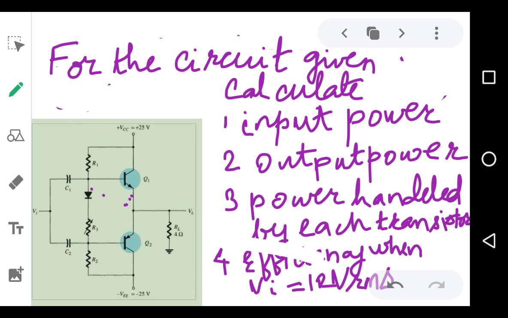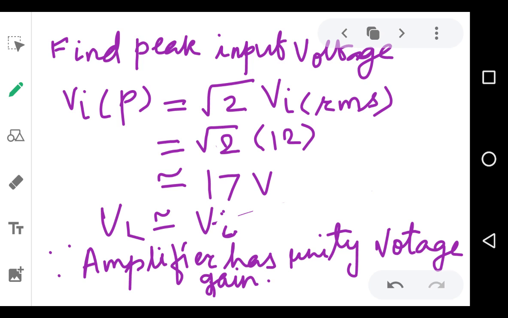on this. So for the given circuit, calculate maximum input power coming from the input signal, maximum output voltage, power handled by each of the transistor, and the efficiency when input signal is 12 volts RMS. So first we will find out the peak input voltage, which is given as root 2 times VI RMS. So the approximate value is 17 volts. VL is approximately equal to VI, as the amplifier has a unity voltage gain.